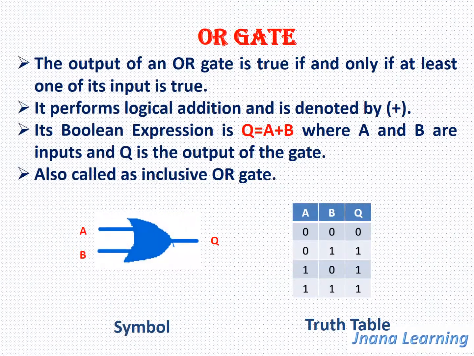Second one, OR gate. So here the output of OR gate is true if and only if at least one of its input is true. OR gate performs actually logical addition. The Boolean expression for OR gate is Q is equal to A plus B. Okay. So the symbol is given over here, and the truth table defines that if inputs A, B are 0, 0, then output will be 0, and for all other inputs 0, 1, 1, 0 and 1, 1 combinations, the output will be 1. So that's the OR gate.